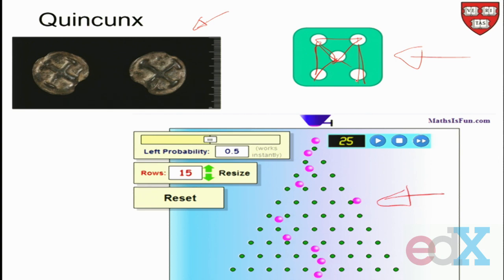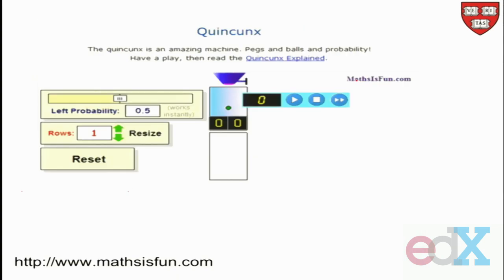So let's look at our quincunx, and first we'll start with one row. Once we get it to roll, you see little balls come out of the funnel at the top, and they bounce on that peg. There's a single peg, and the balls will bounce either to the left or to the right. The way we've set it up, if you look at the top left-hand corner, it says left probability 0.5. That means the ball will bounce to the left half the time, and half the time it'll bounce to the right.